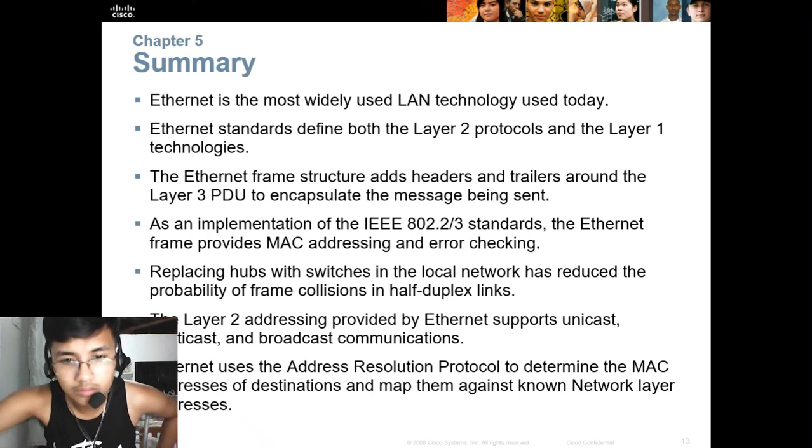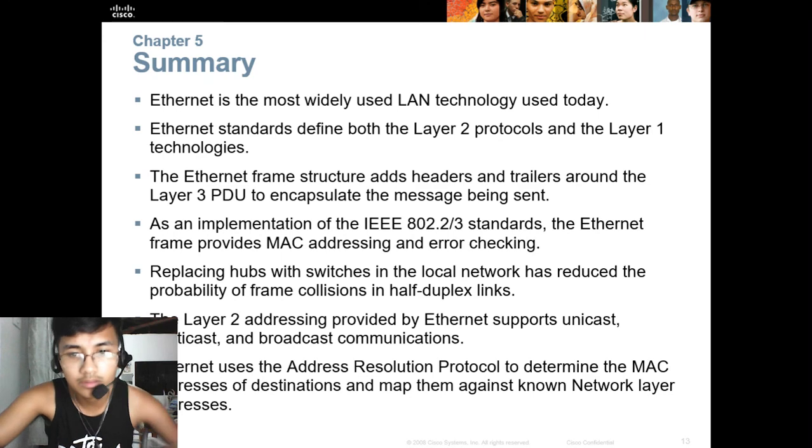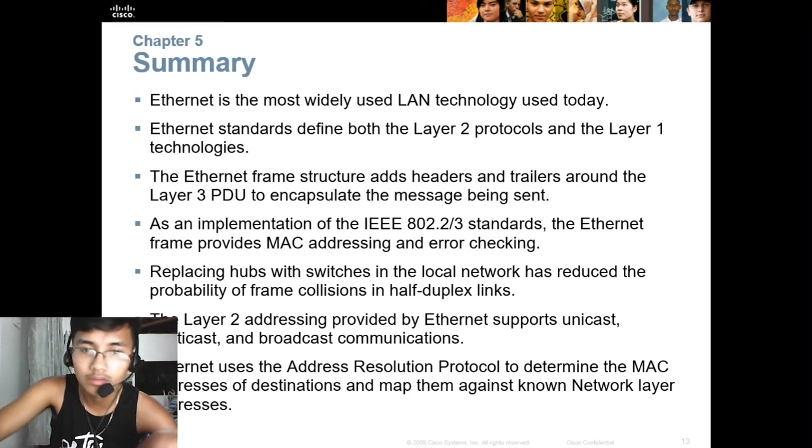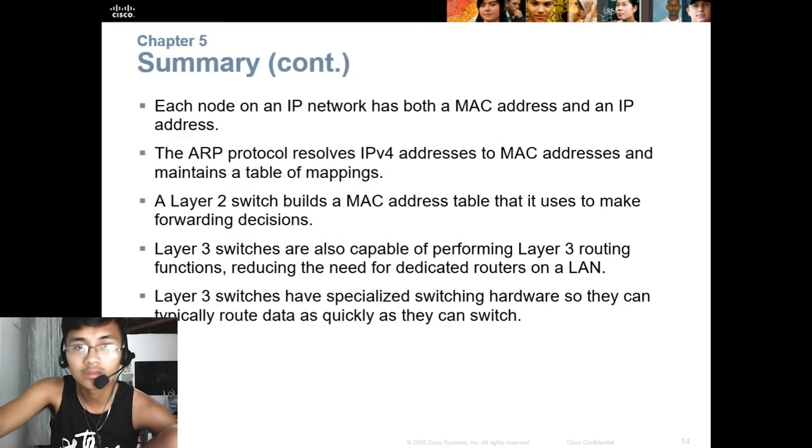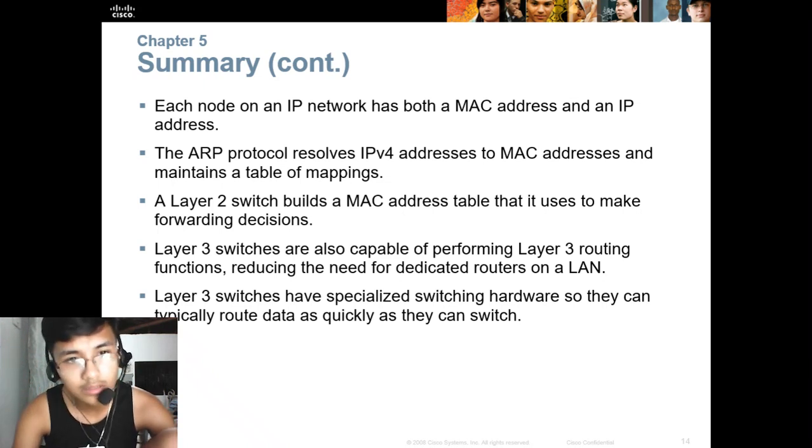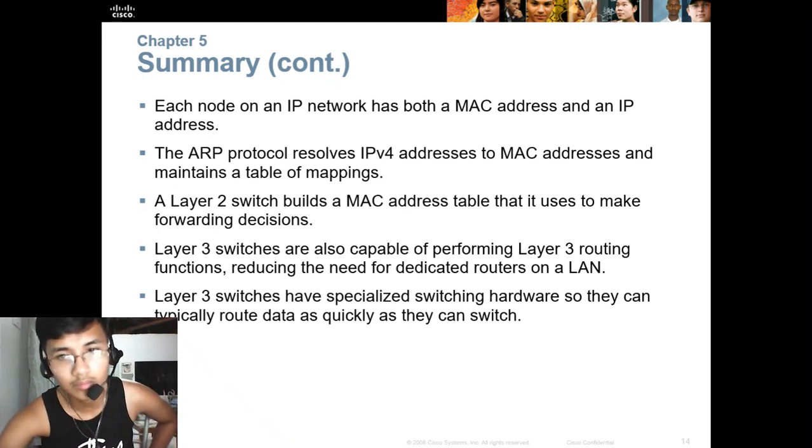Ethernet uses the Address Resolution Protocol to determine the MAC addresses of destinations and map them against known network layer addresses. Each node on an IP network has both a MAC address and an IP address. The ARP protocol resolves IPv4 addresses to MAC addresses and maintains a table of mappings. A layer 2 switch builds a MAC address table that it uses to make forwarding decisions.